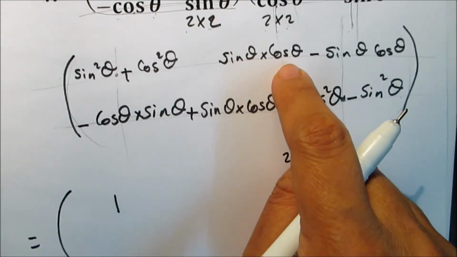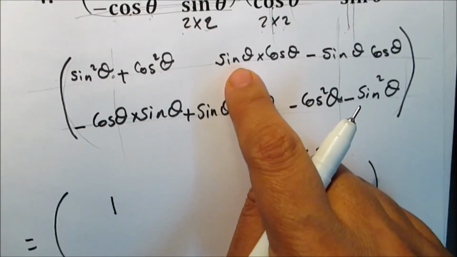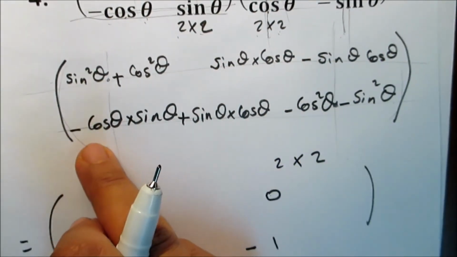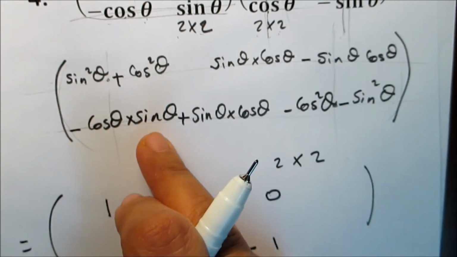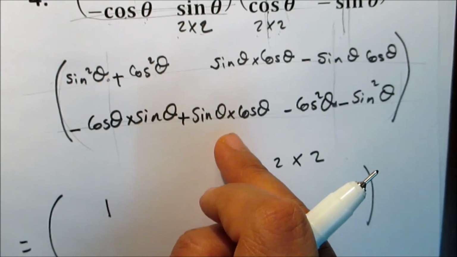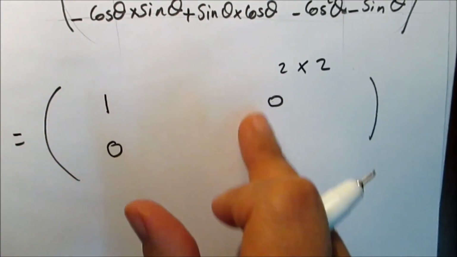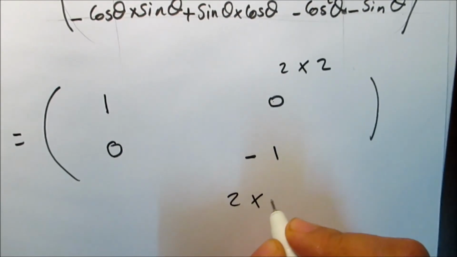Sine theta times cosine theta minus sine theta times cosine theta, they cancel each other. So 0. And also here it's negative cosine theta times sine theta plus sine theta times cosine theta. Also they cancel each other to get 0. Finally, the new matrix has 2 rows and 2 columns. So it's a 2 by 2 matrix.